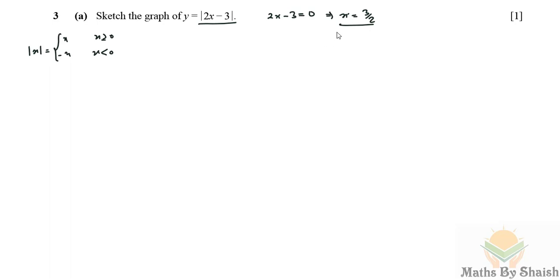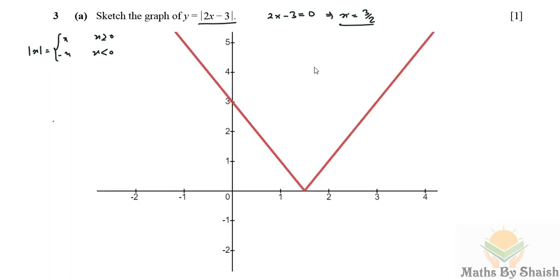Let me draw it here. So here's the graph. We can see it is going to pass through 3 by 2, that is 1.5, and this was the line y is equal to 2x minus 3, but it's being reflected from the x-axis. So this is the graph of y is equal to modulus of 2x minus 3. I hope it is clear. Let's do the second part of this question.